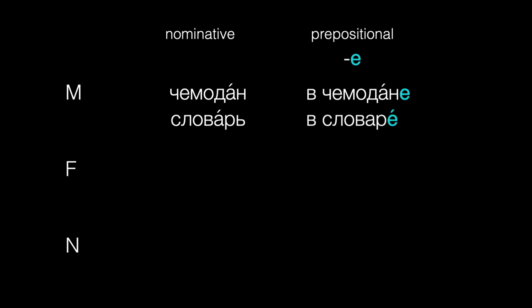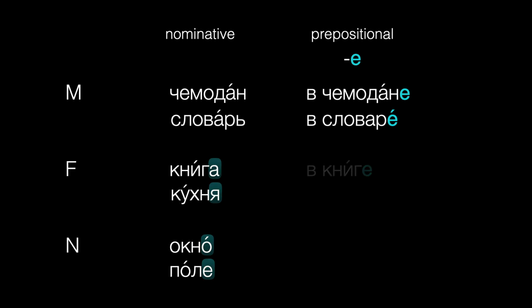Let's think about spelling for a second. Notice how the only function of the soft sign at the end of словарь was to show that that final consonant is soft. The letter ye that we add also shows the preceding consonant is soft, so we don't need the soft sign anymore. We just replace it with the letter ye. With feminine and neuter nouns, the ye of the prepositional form replaces the final vowel of the nominative.